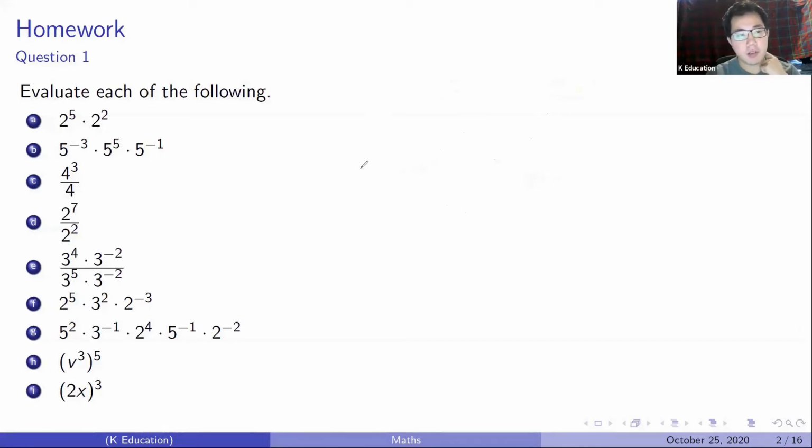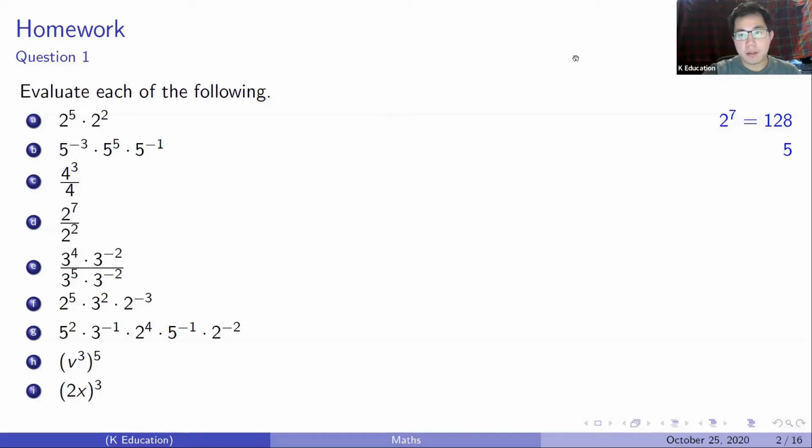So the very first one, hopefully you can see that it should be 2 to the power of 7, which is 128. So either form is fine. If you wrote 2 to the 7 or 128, it's okay. Next one is pretty similar. The base numbers are all the same, so you can again add as you normally do. So it's minus 3 plus 5 minus 1. So that's 2 minus 1, which is 1. So it's just 5.